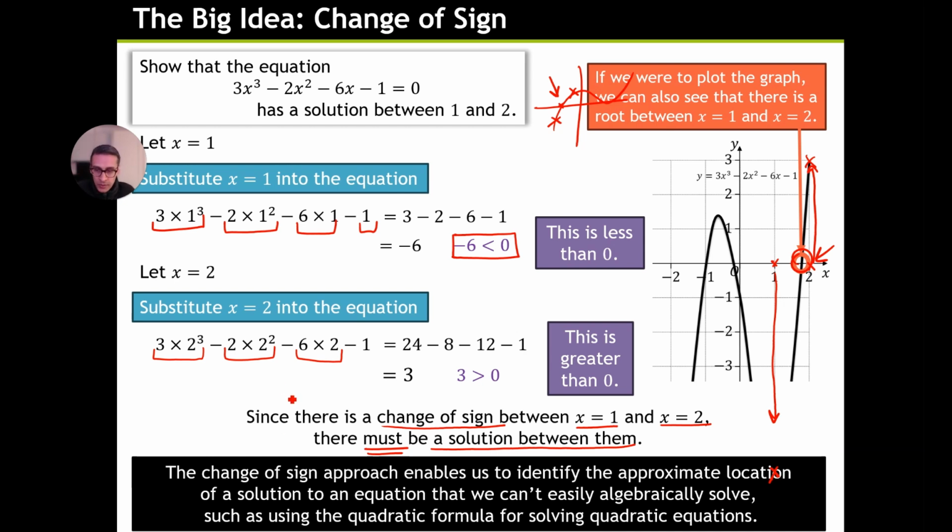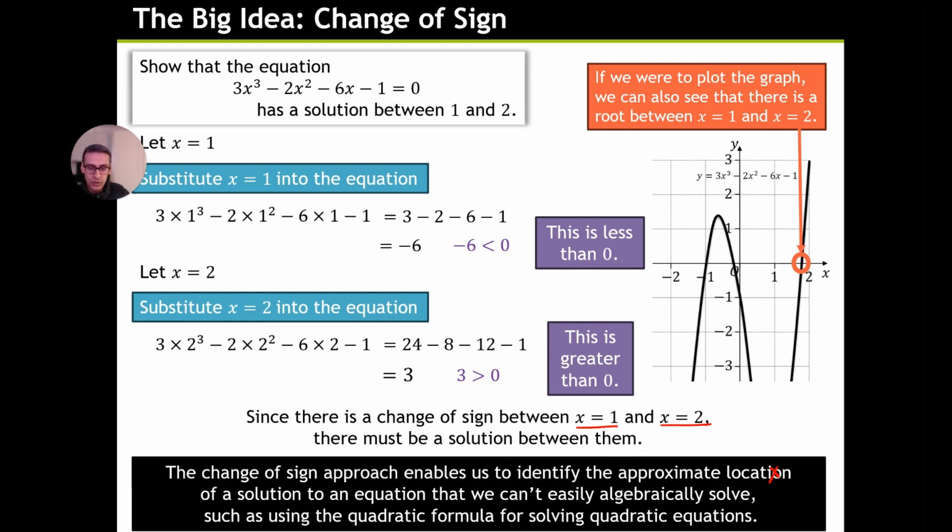So the change of sign approach allows us to figure out that there's a solution in between these two numbers. We may not know exactly what it is without a bit more maths, but that's going to be enough to help us out here, especially with equations which are very difficult to solve, so think beyond quadratics.